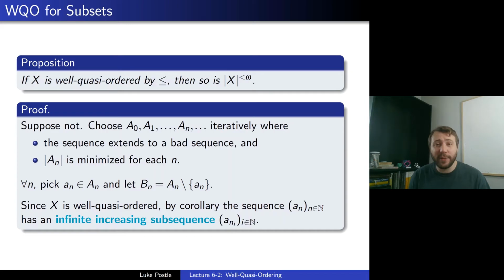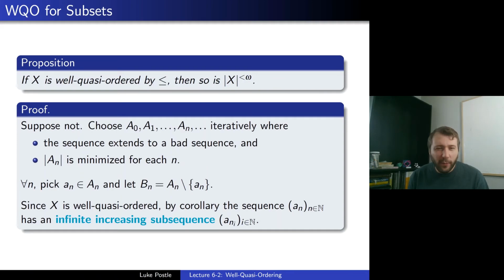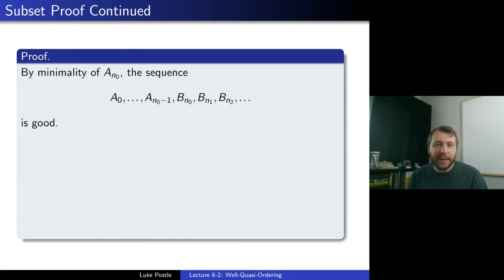So the N_i's will be N_0 and N_1, kind of increasing. We don't know where they are, but let's just name their indices as such. Then what do we do with this? Well, by minimality of A_{N_0}, let's think of the point where you have this N_0. Then the sequence, if we looked at this, A_0 up to A_{N_0} minus 1, and then we're going to put in the B's. So here's where we're going to use the B's.